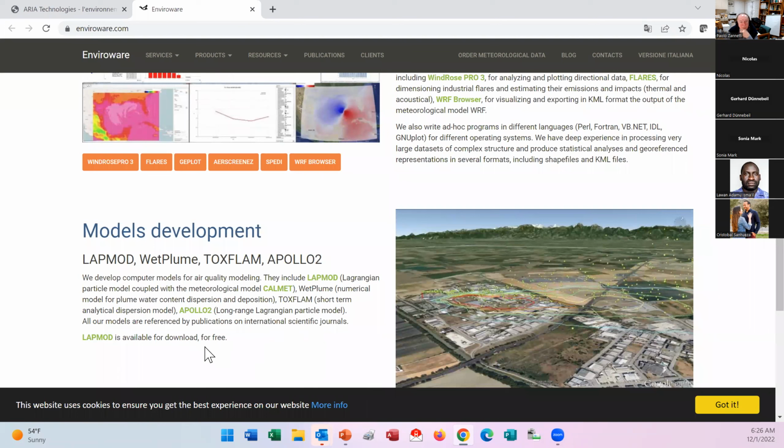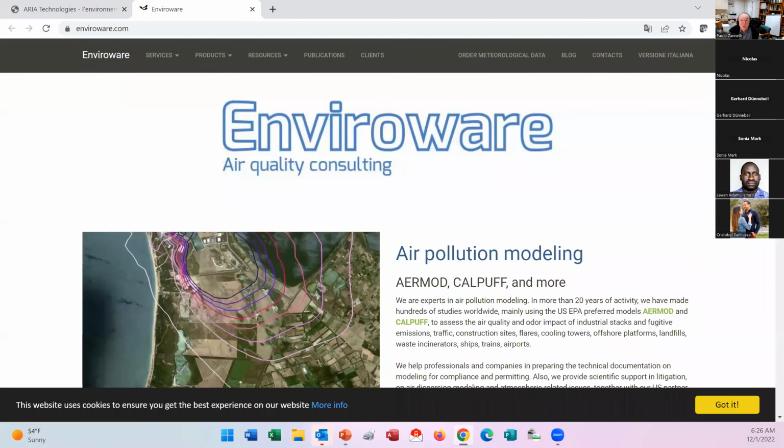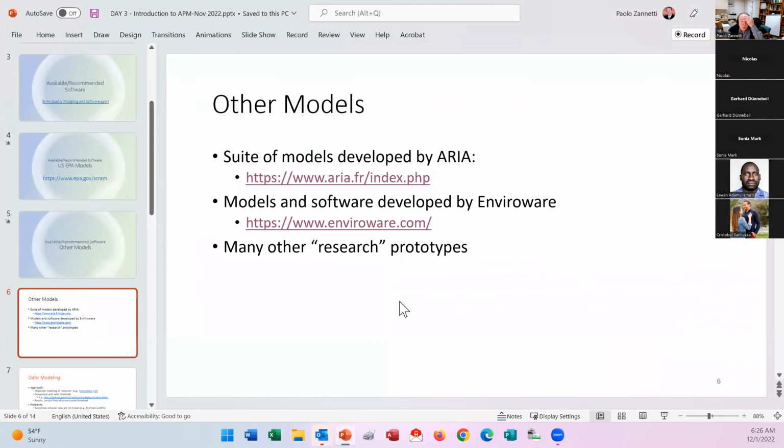They have a wet plume software for cooling plants, a software to simulate the plume from cooling plants. They have LAPMOD. We already talked about this. The particle model that they give for free. They are located in Italy, but they work all over Europe. So these are the three companies, mine and these other two, that I want you to be aware of, in case we can be useful to you in the future. Of course, we are always ready to help.